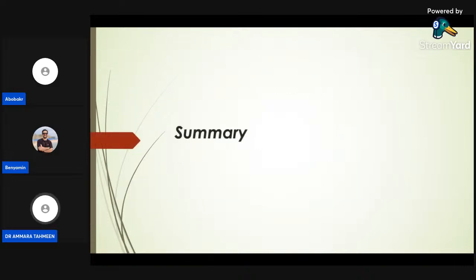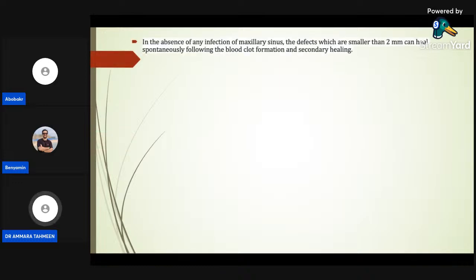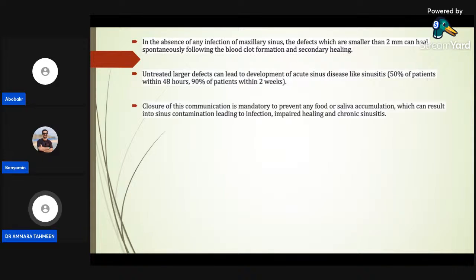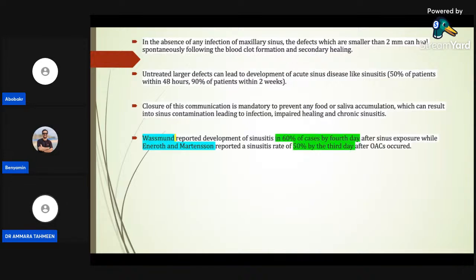So coming to the summary. In the absence of any infection of the maxillary sinus, defects which are smaller than 2 mm can heal spontaneously following blood clot formation and secondary healing. The untreated larger defects can lead to development of acute sinus diseases like sinusitis in 50% of patients within 48 hours and 90% of patients within 2 weeks. So closure of this communication is mandatory to prevent any food or saliva accumulation, which can result in sinus contamination, leading to infection, impaired healing, and chronic sinusitis.